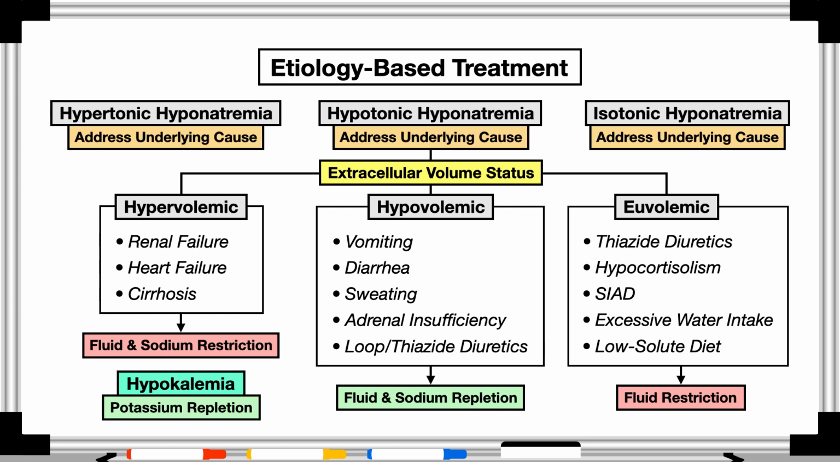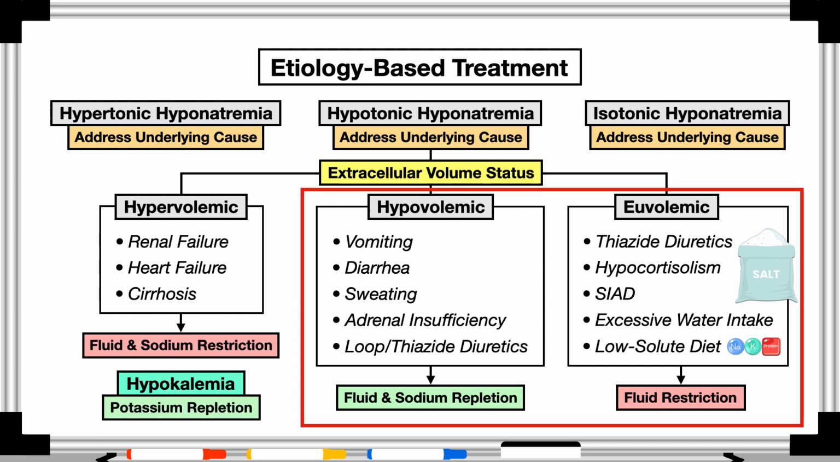Etiology-based treatment ends up looking like this. For all types, you want to address the underlying cause. Then under hypotonic hyponatremia, you restrict fluid and sodium when it's hypervolemic, replete fluid and sodium when it's hypovolemic, and restrict fluid when it's euvolemic. Euvolemic also sometimes requires salt repletion, and when it's a low solute diet, an increase in sodium, potassium, and protein can be beneficial. Lastly, when there's hypokalemia, potassium repletion can help with hyponatremia.